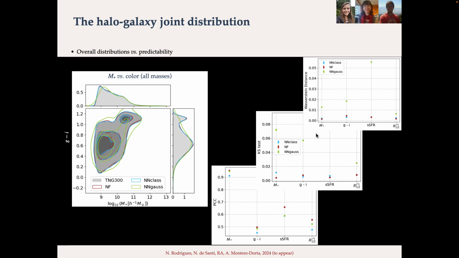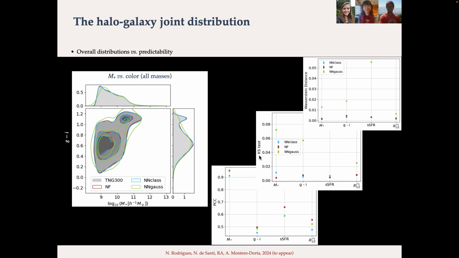And here are three metrics that we are using to monitor how well these techniques are working. First one is the Wasserstein or Earth mover's distance. So this is basically a metric for how different the distributions are. You compare the true distribution with either one of the other ones, and then you measure the distance in terms of this Earth mover's distance. And in this case, the closer you are to zero, the better you are. And you can see that basically for stellar mass, color, star formation rate, and radius, normalizing flows and NN class are doing very well, whereas the Gaussian approximation fails miserably.